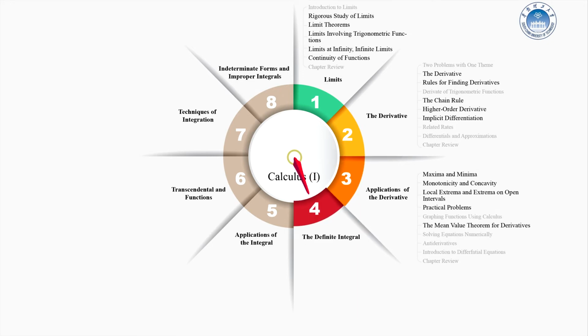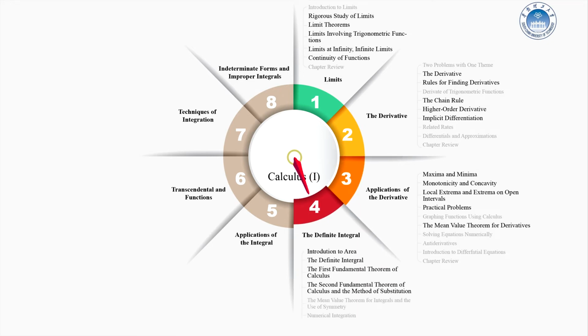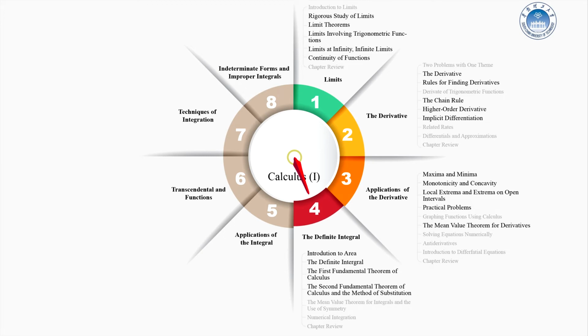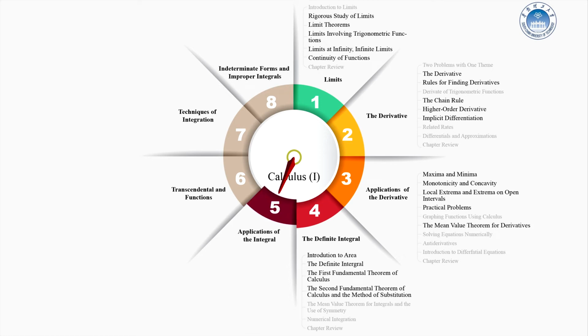In Chapter 4, we'll study definite integral. First, we'll study introduction to area, and then definite integral. Finally, we will study the first fundamental theorem of calculus and the second fundamental theorem. Pay attention to: we will study the method of substitution. Pay attention: the substitution method is very important for our future study. And then we'll study Chapter 5. In Chapter 5 we study applications of the integral.